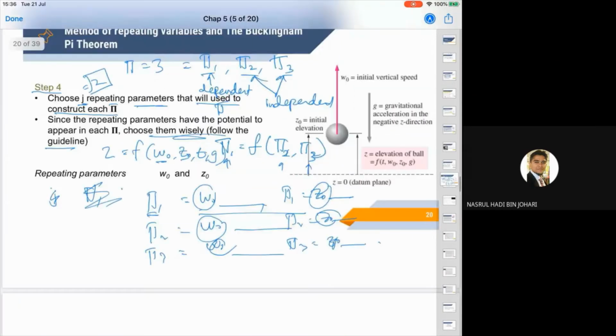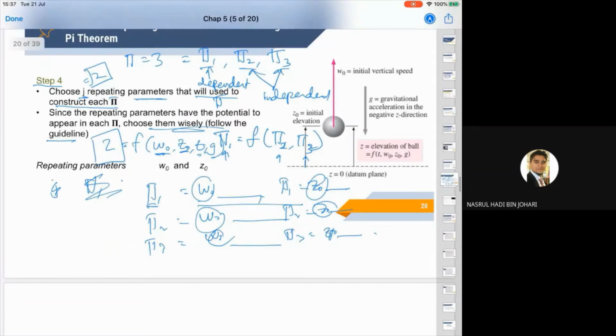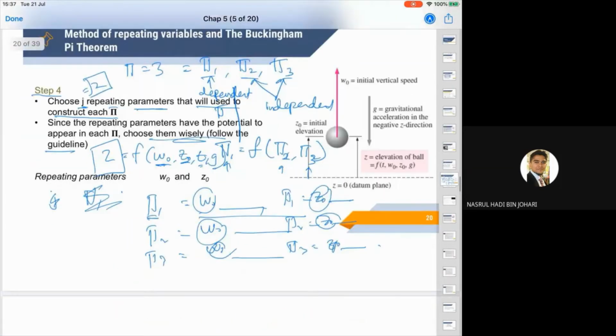So in this case, remember we do have Z equal to WO, ZO, T and G. Definitely we will not choose the Z. Sebab apa? Sebab Z ni kita nak cari yang elevation of the ball after dia bounce back to the air kan. Okay, so what left to us is only WO, ZO, T and G. So kita nak pilih macam mana? Ada beberapa benda yang kita kena ikut based on this table, and then we choose WO and ZO because of what?